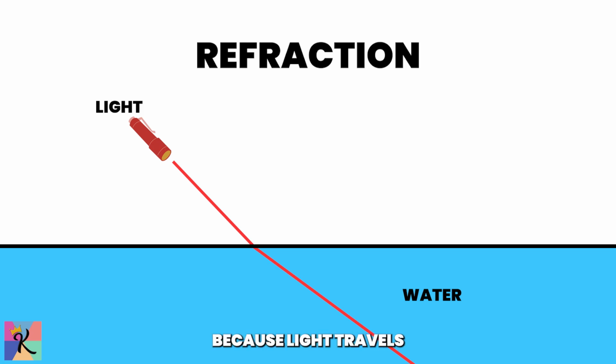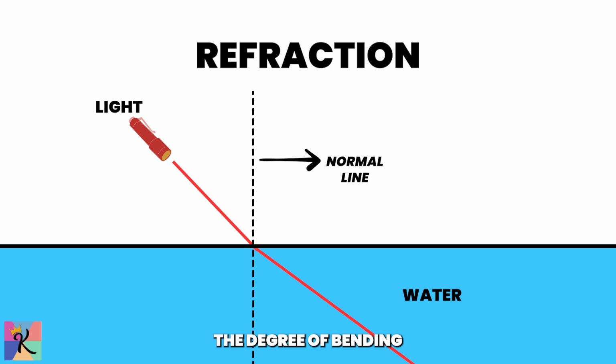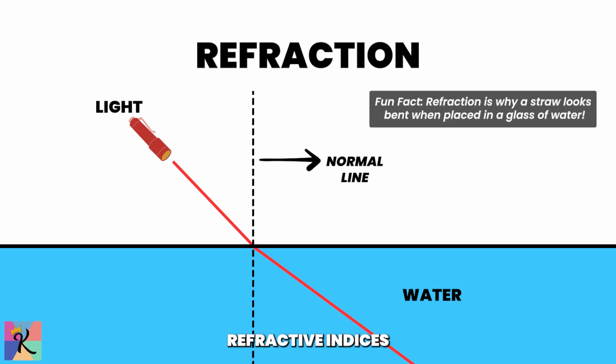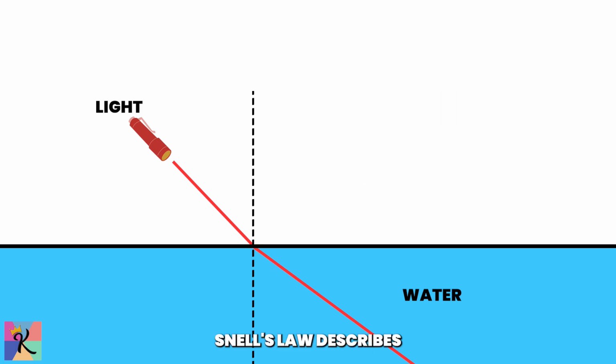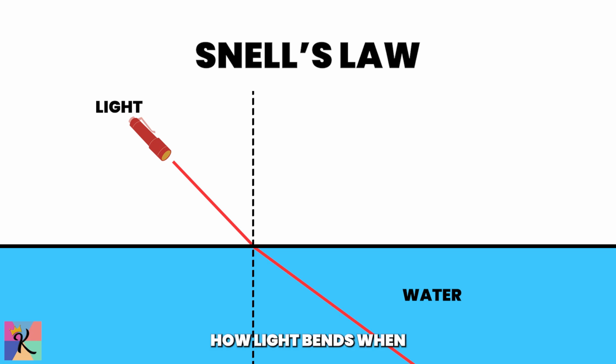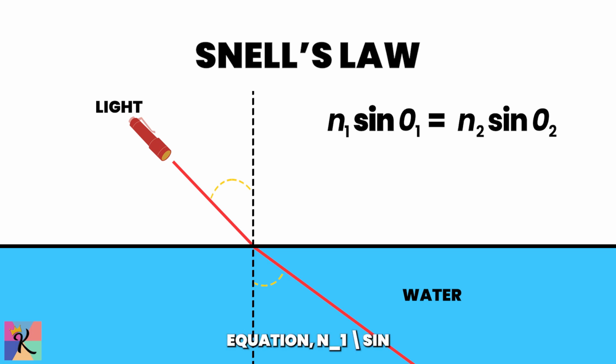This bending occurs because light travels at different speeds in different media. The degree of bending depends on the refractive indices of the two media and the angle at which the light enters the new medium. So this leads us to Snell's law. Snell's law describes how light bends when it passes between two media with different refractive indices. It is given by the equation n1 sine of theta 1 is equal to n2 sine of theta 2.